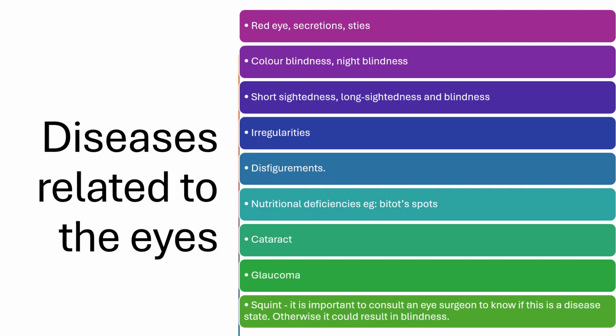Diseases related to the eye. Red eye, secretions and sedation, color blindness and night blindness, short-sightedness, long-sightedness and blindness, irregularities, disfigurements, nutritional deficiency, for example, Bitot spots, cataract, glaucoma, and squint. It is important to consult an eye surgeon to know if these diseases exist. Otherwise, it could result in blindness.